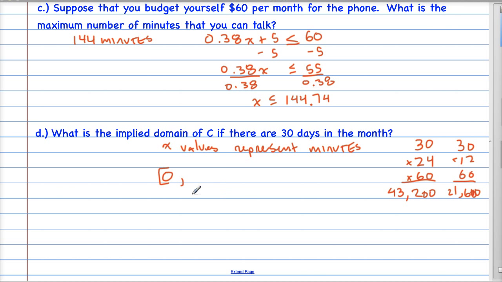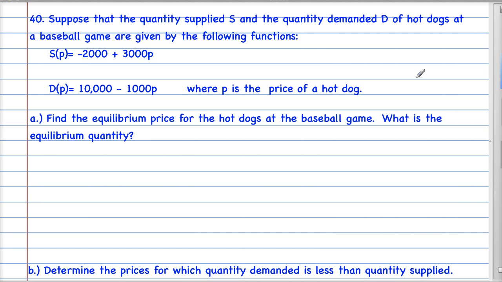But theoretically, if you were to leave your phone on, we would call this 43,200, and that would be included if you talked for every second of every minute of every day. Okay, so that is the implied domain. We could use interval notation here, and we'll include the 0 and the 43,200. So that's kind of an absurd value, but that would be our implied domain. All right, let's work on some other ones. We'll go a little bit faster now.